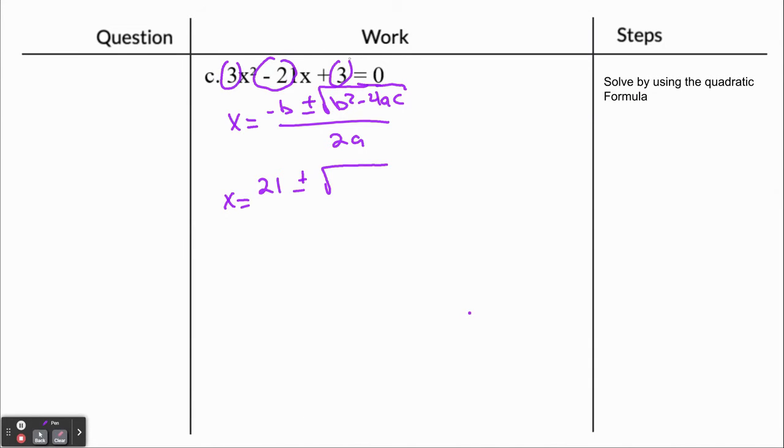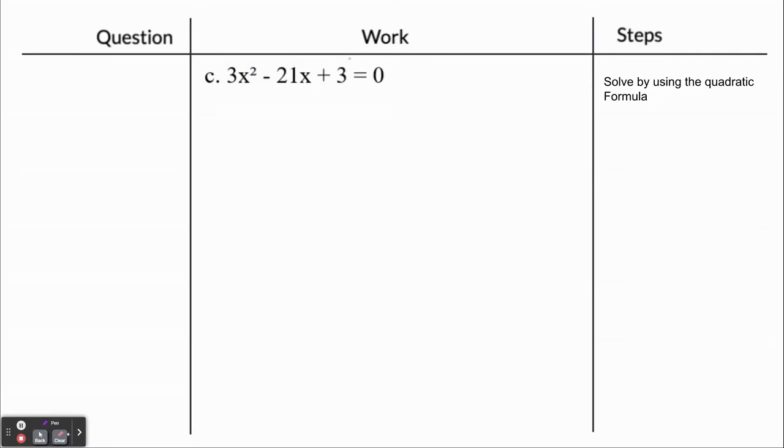So what I'm going to do real quick is erase all this here. My first step is to divide both sides of this equation by 3. Why? Because it's going to make my life a whole lot easier. So now if I do that, I get x squared minus 7x plus 1 equals 0. And I can do that because I'm doing the same thing to both sides.